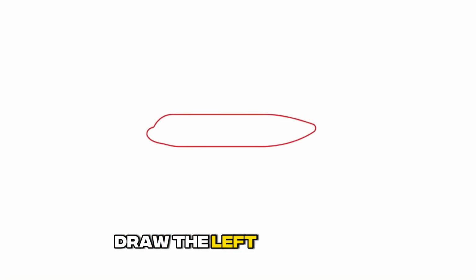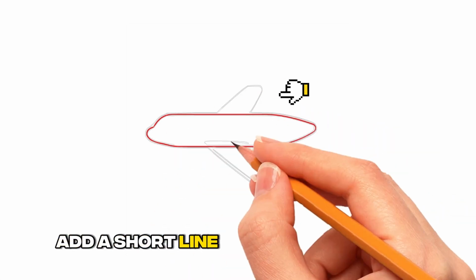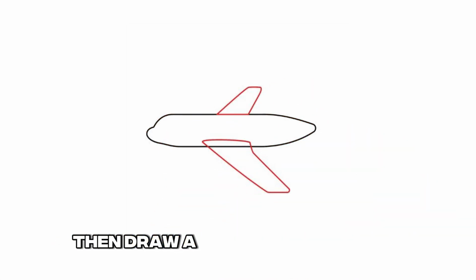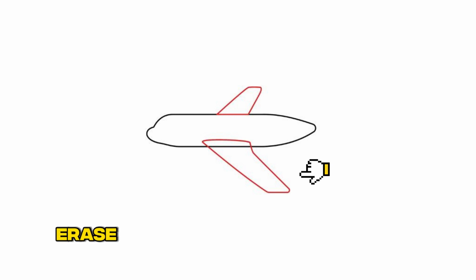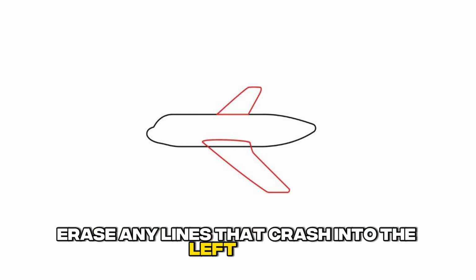Step 2. Drawing the wings. Draw the left wing first. Add a short line below the fuselage, then draw a diagonal rectangle. Erase any lines that crash into the left wing.